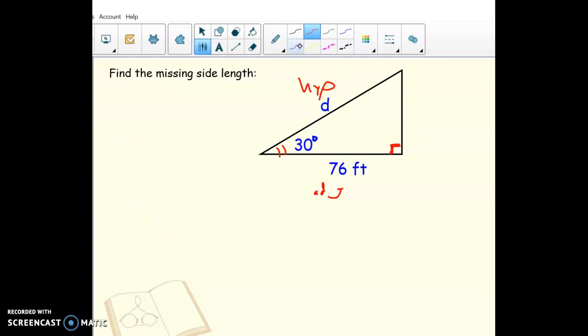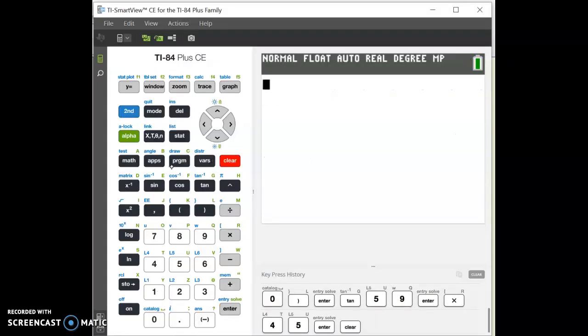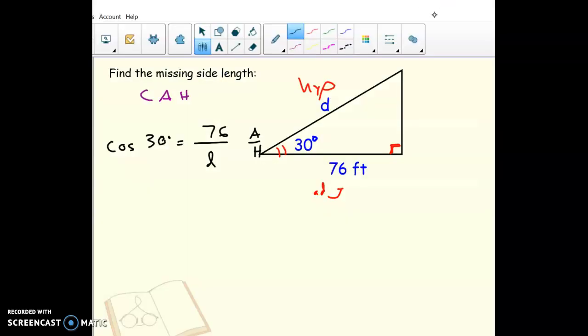So we're going to use cosine, because cosine is adjacent over hypotenuse. I'm going to write that the cosine of 30 degrees has to be equal to our ratio, which is adjacent over hypotenuse, so 76 over the missing side d. I'm going to do cos 30 on my calculator, and I get 0.87. So 0.87 to 1 equals 76 over d.